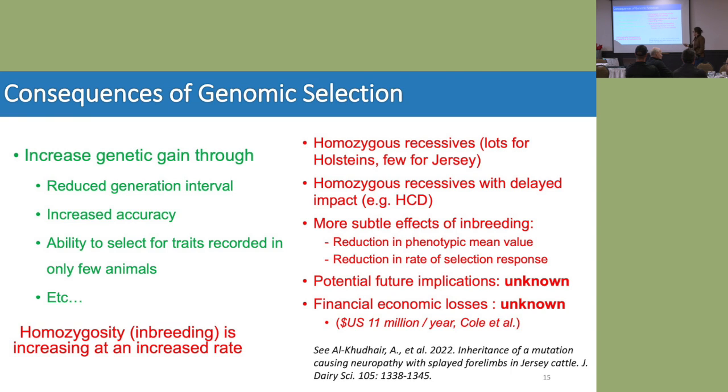Okay? More subtle effects of inbreeding are also bad. Reduction in the phenotypic mean value and reduction in the rate of selection response. So we're really eroding the basis of our genetic variability that we have to select from. Potential future implications, to be honest with you, I don't know. Financial economic losses, to be honest with you, I don't know. But John Cole and his friends, they figured out that it's about US $11 million per year.